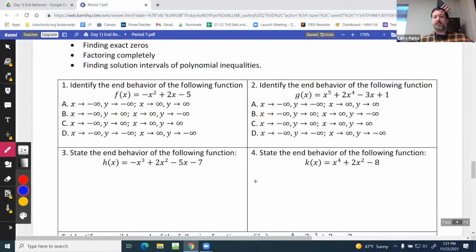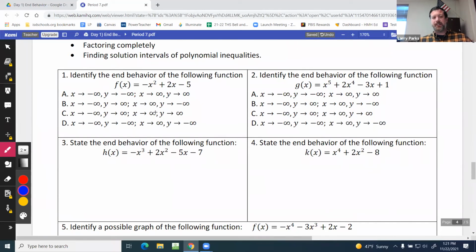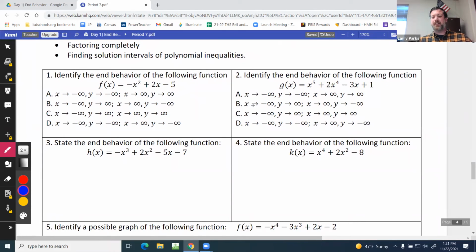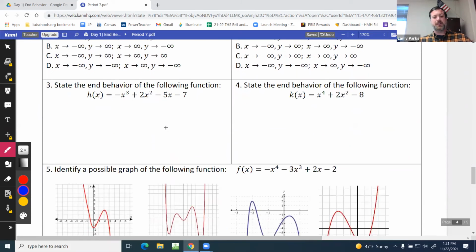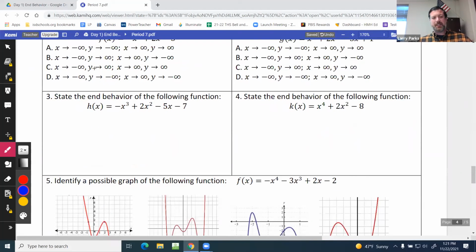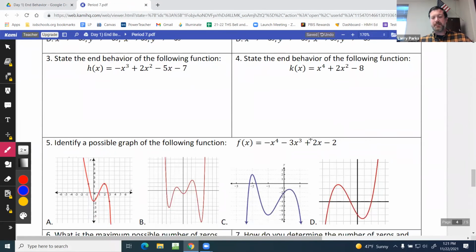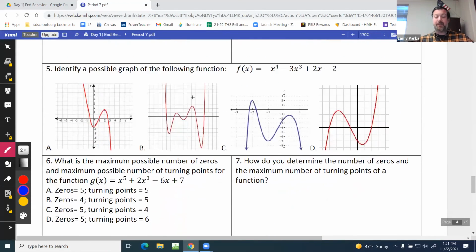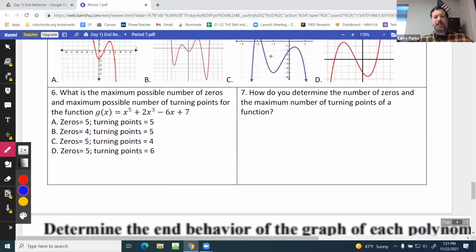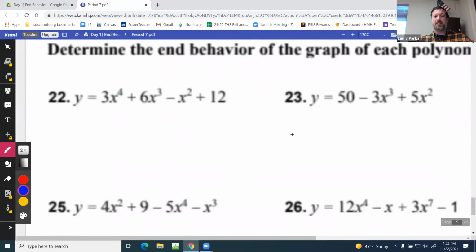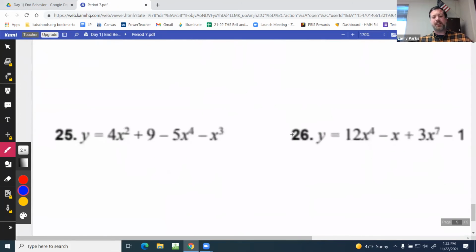All right, so I have some problems out here for you to do. Identify the end behavior. Notice you're going to circle one of those. State the end behavior. So whatever this says, you're going to copy one of those down here. Which one is this graph? What's the maximum number of turning points? How do you know the maximum number of turning points? Number of zeros.